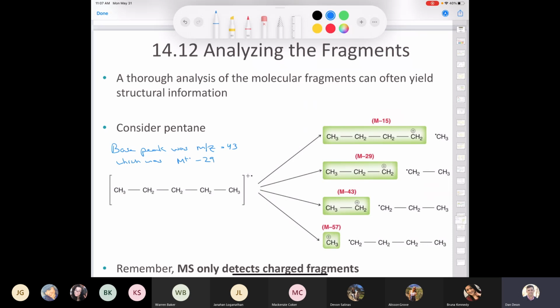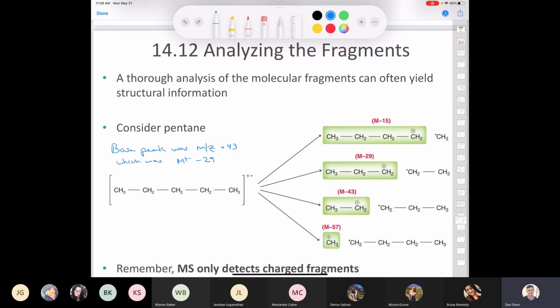Where did that 29 come from? Well, a methyl radical weighs 15, so M-15 means that you've lost a methyl. If you lose an ethyl radical, an ethyl weighs 29. So if you see M-29, what did that mean? That meant that you lost an ethyl. So that's what the base peak came from. It was the propyl cation, which weighs 43. If you lose a propyl, it weighs 43, so the ethyl cation has a mass of 29. And if you lose 57, that's the loss of a butyl. And so the methyl cation weighs 15. And there you have it, my friends.